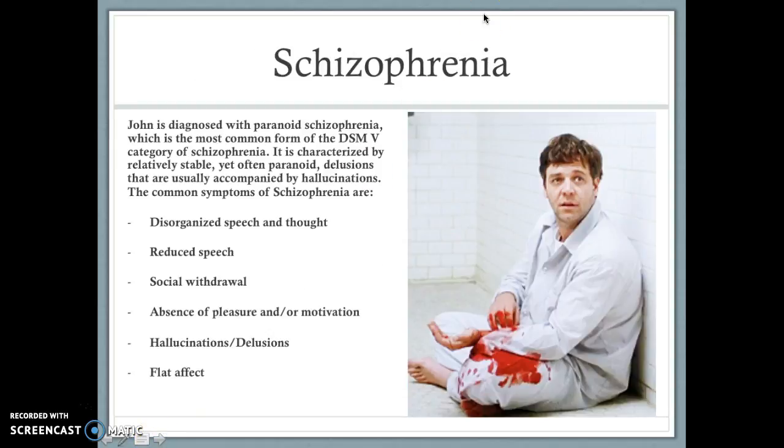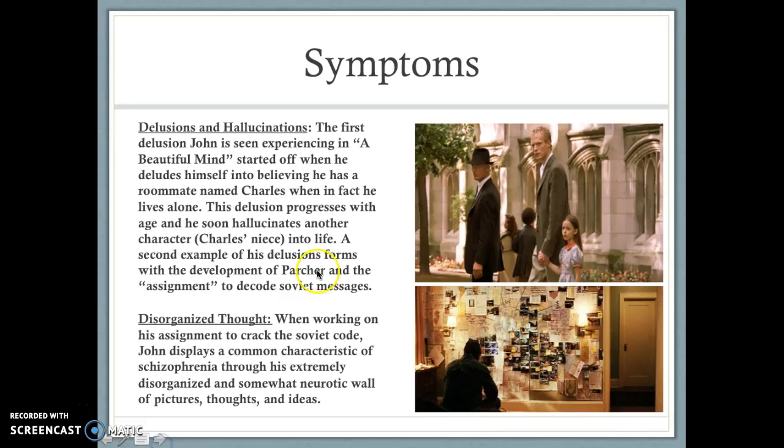So I diagnosed him with schizophrenia, specifically paranoid schizophrenia, which is the most common form. It is characterized by relatively stable yet often paranoid delusions that are usually accompanied by hallucinations. The common symptoms are disorganized speech and thought, reduced speech, social withdrawal, absence of pleasure or motivation, hallucinations and delusions, and lastly, flat affect.